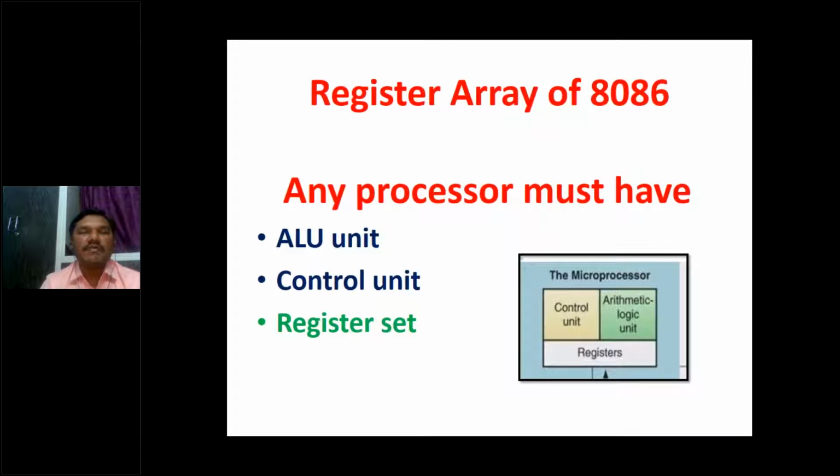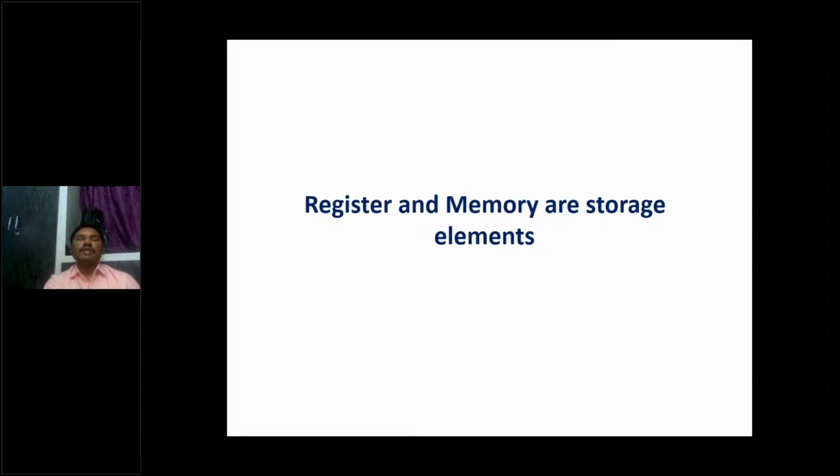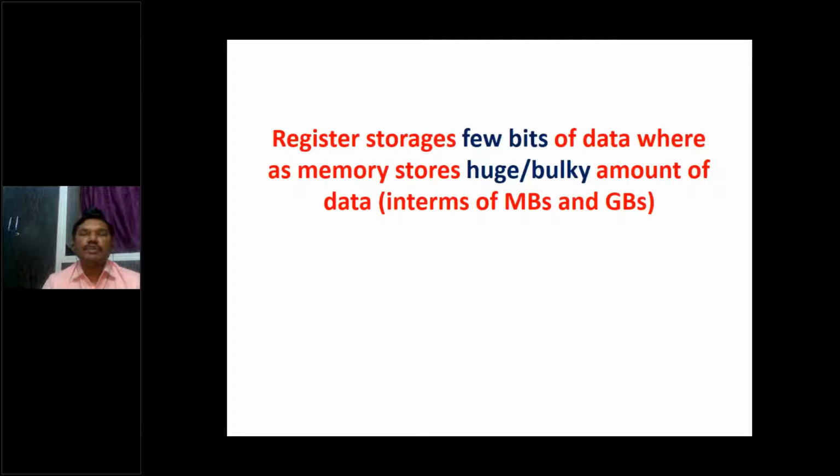Right, so the register array of 8086. Any processor must have three units: ALU unit, control unit, and register set. You see here, control unit, arithmetic and logical unit, and register set. ALU stands for arithmetic and logical unit. Before going to 8086, remember that registers and memory are both storage elements. A register stores a few bits of data, whereas memory stores a huge or bulky amount of data in terms of megabits, gigabits, terabits, and so on.